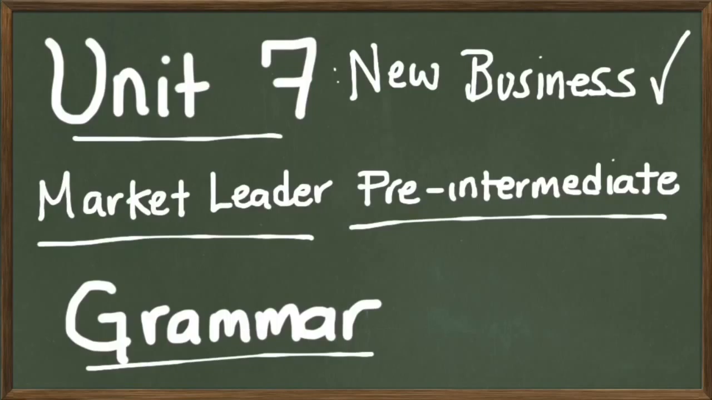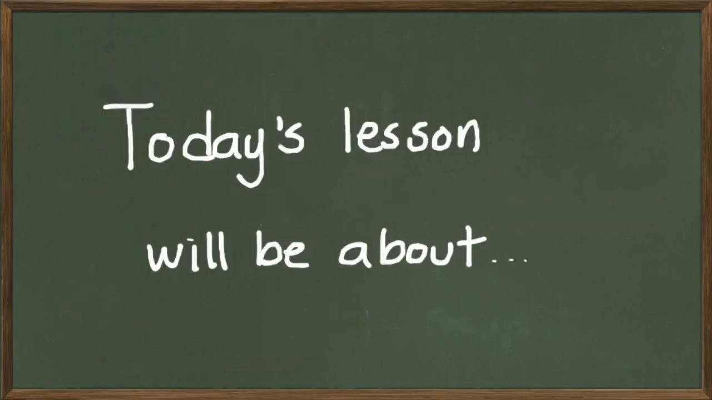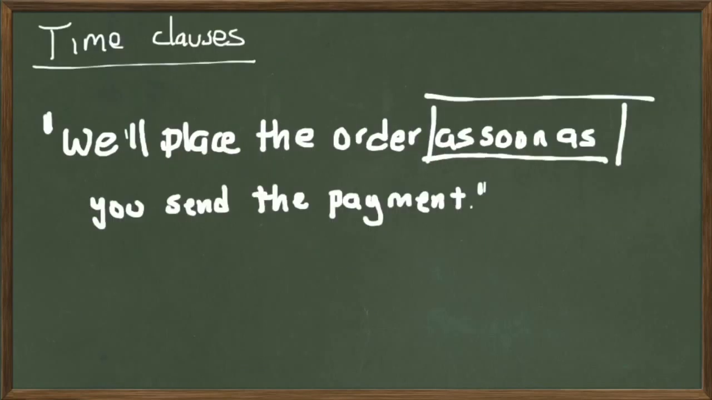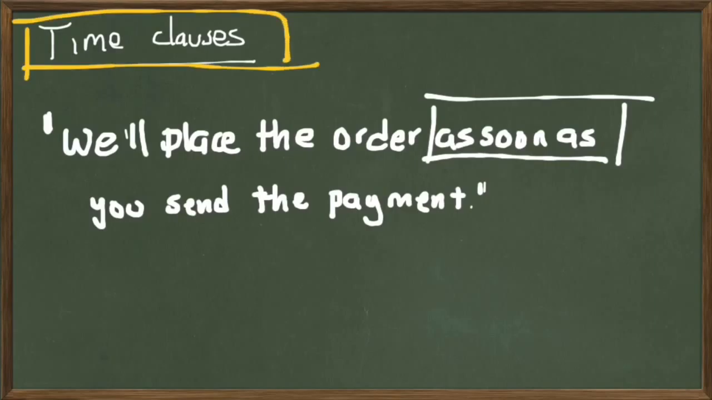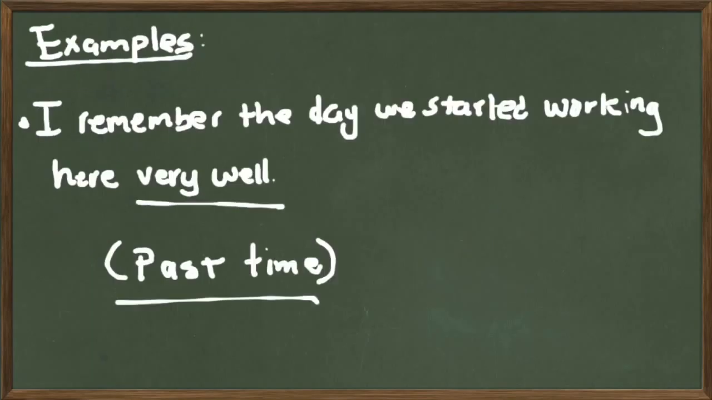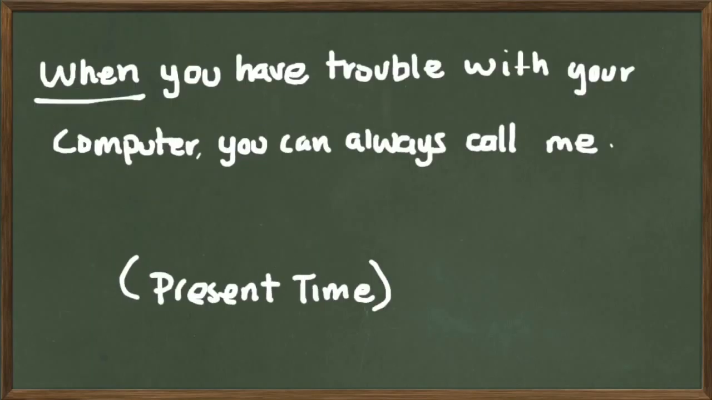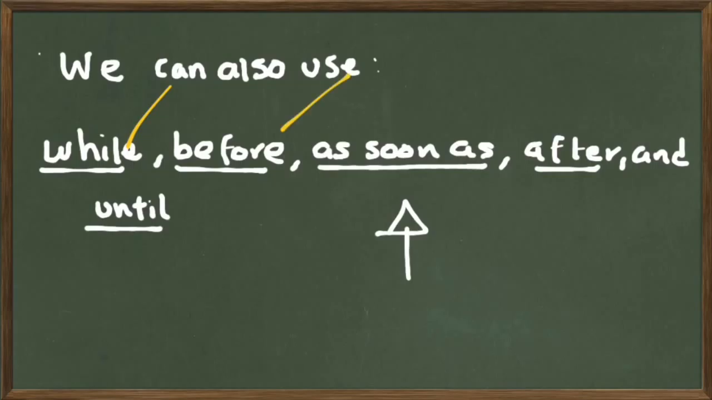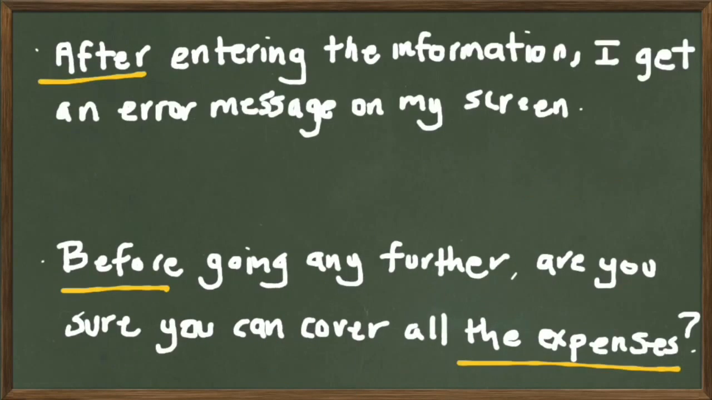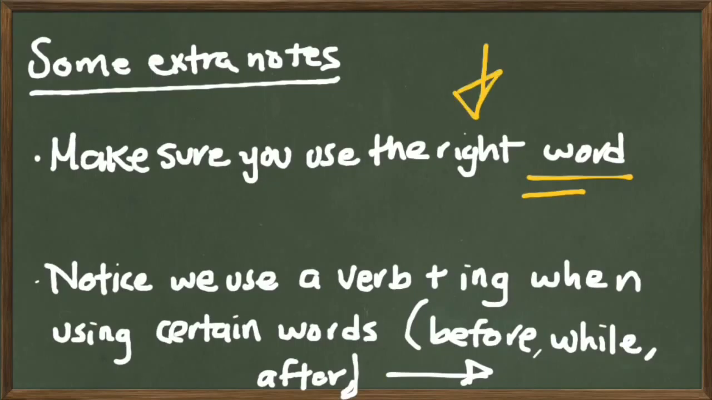Don't forget that we cover Unit 7, the new Business Market Leader, for you, pre-intermediate student, and we covered the grammar. And today's lesson was about time clauses and introducing them with some expressions. Those expressions were when, while, before, as soon as, after, and until. We went over all that very quickly, and don't forget a few notes that I had here. Make sure you use the correct word and that ing ending at some examples. You can double check the examples.